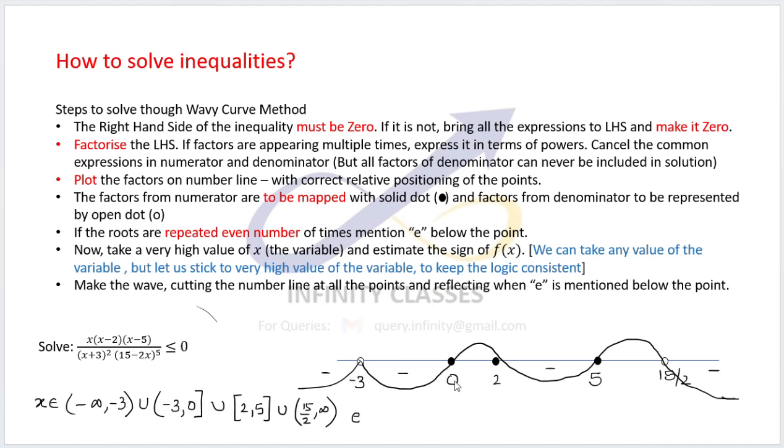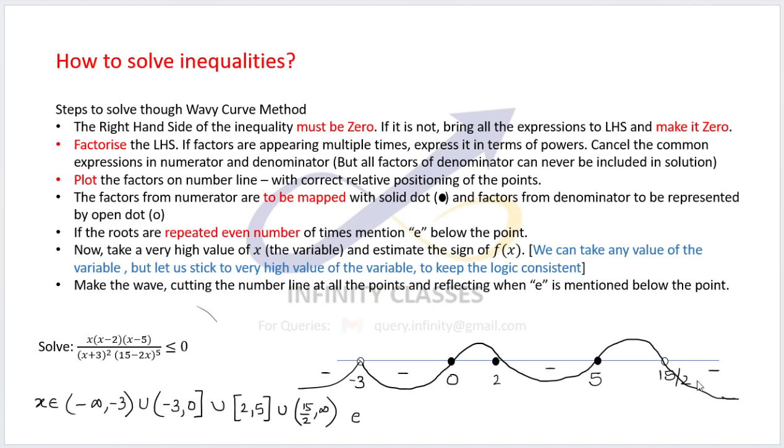Very carefully, what I have done is, I have included the points which are solid points. 2 is a solid point, I have included it. 5 is a solid point, I have included it. 15 by 2 is not a solid point, I have not included it. Similarly, minus 3 is not a solid point, I have not included it. Even though the expression is clearly negative here also and here also, at minus 3 it is not defined. So I have to exclude this minus 3, right?